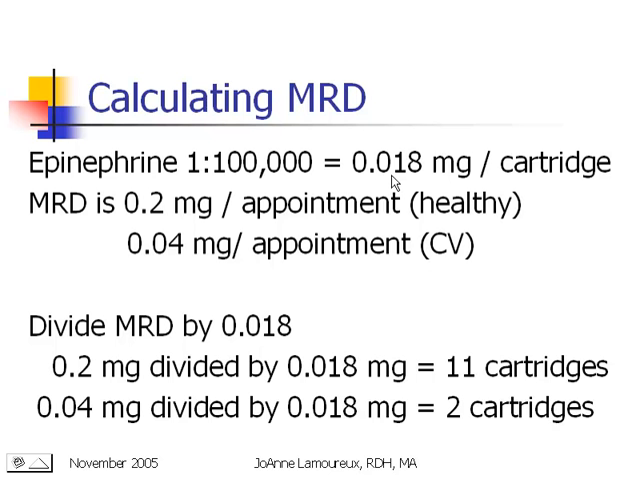So we take the maximum recommended dose, we divide it by how much is in each cartridge, and we find out that for a healthy patient we could give 11 cartridges before we reach the MRD. But in a cardiovascular patient, when we use this dilution ratio, we can only administer 2 cartridges per appointment.